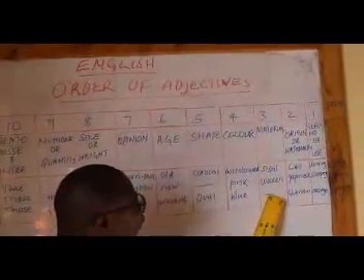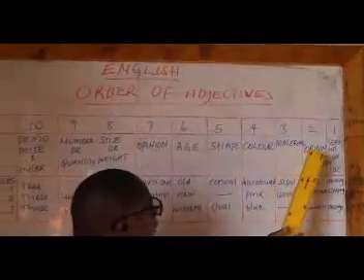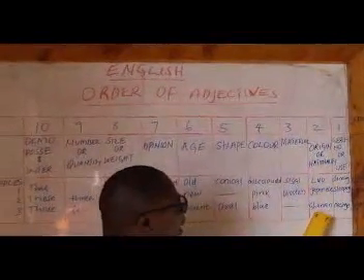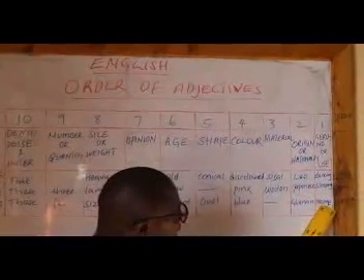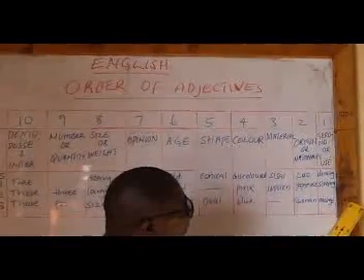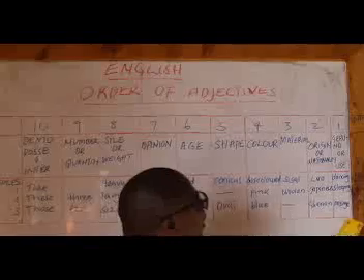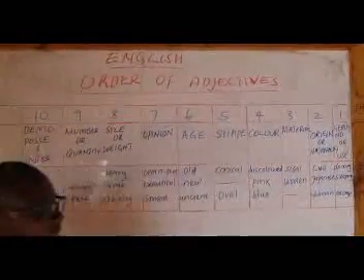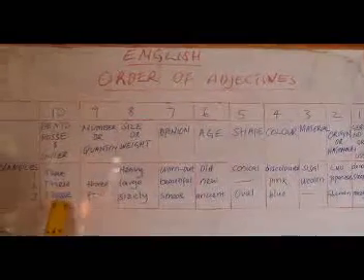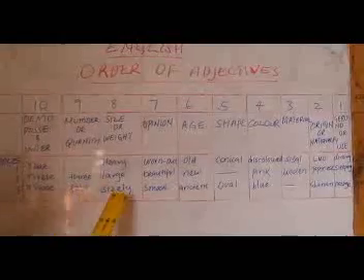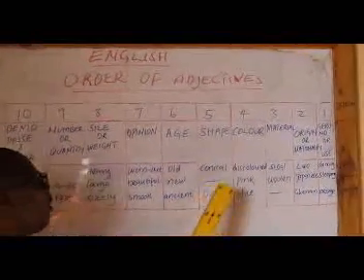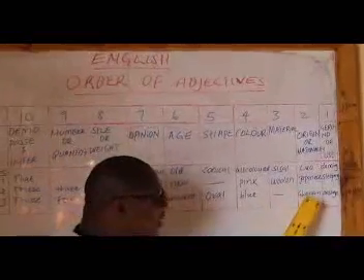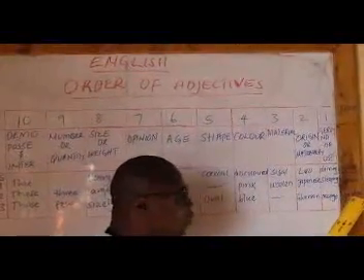Material, we don't have material here in our sentence. Then origin or nationality, we have "Ghanaian". And then gerund or use, we have "message". Then "pebbles", that is the noun. So our sentence will read this way: those few, sizely, smooth, ancient, oval, blue, Ghanaian, message, pebbles.